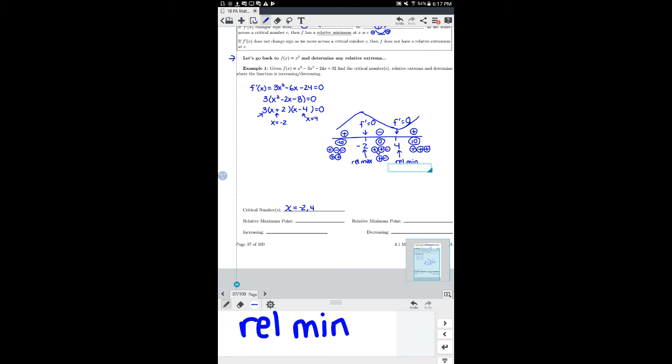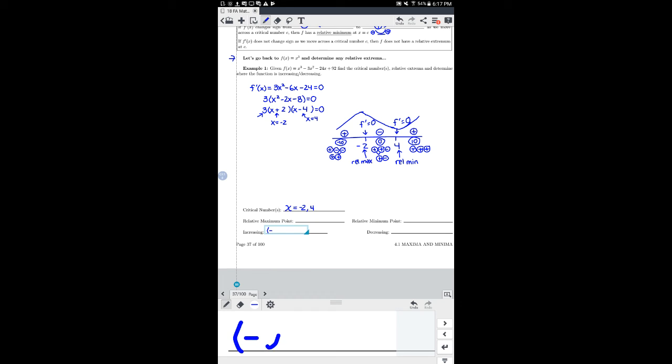So I'm going to fill out what I know so far. So I'm increasing before -2. So negative infinity to -2 union, I'm also increasing 4 to infinity. So notice only your critical numbers go in your answers down here. I don't switch up my test values. And then I'm decreasing between my 2 critical numbers, -2 and 4. And last piece, I want to identify these points.